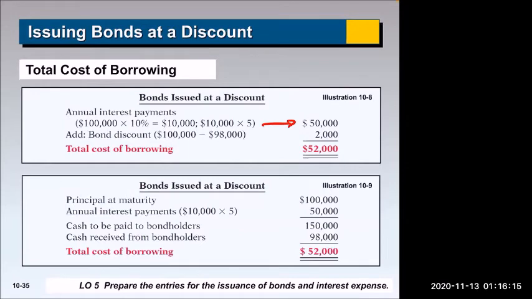And I have this additional discount. I'm going to end up paying $52,000. So think about this for a second. I'm borrowing $100,000 and I'm paying $52,000 to borrow $100,000. Isn't that expensive?